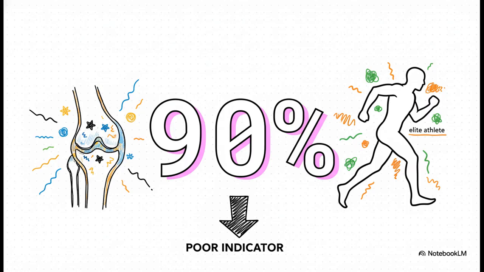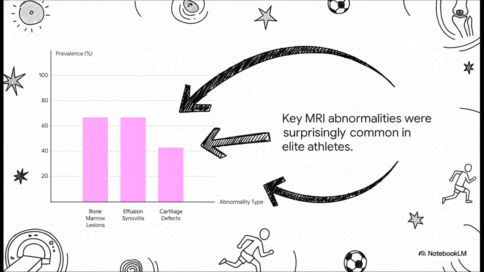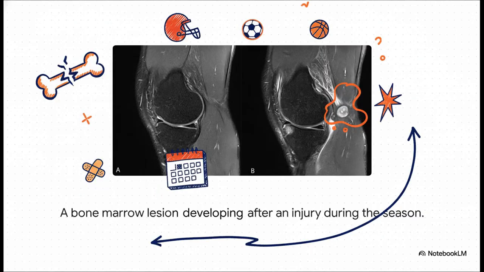A whopping 90% of them had at least one abnormality show up. And we're talking common stuff. Bone marrow lesions, cartilage defects, you name it, these top players had it. Here's a perfect example. You can see how a new lesion just pops up right after an injury happened.